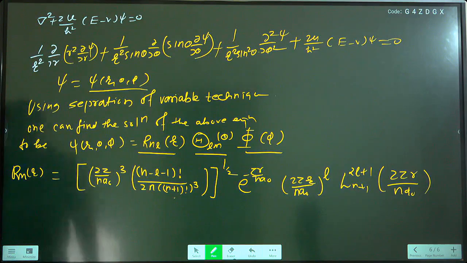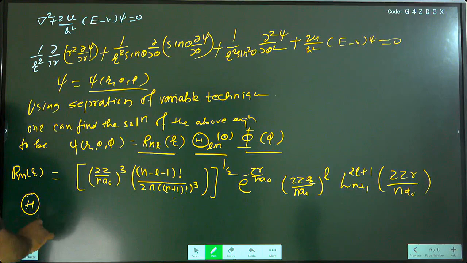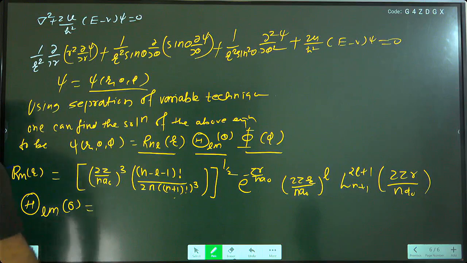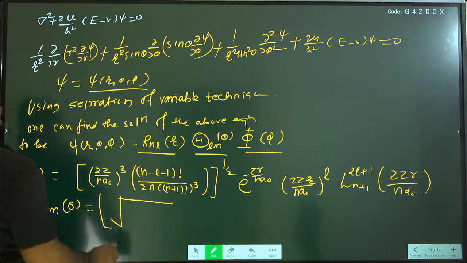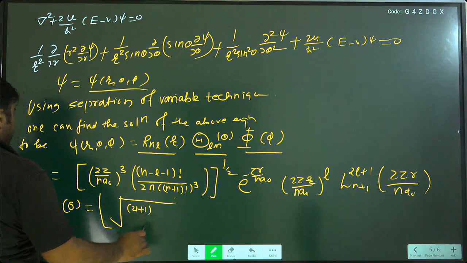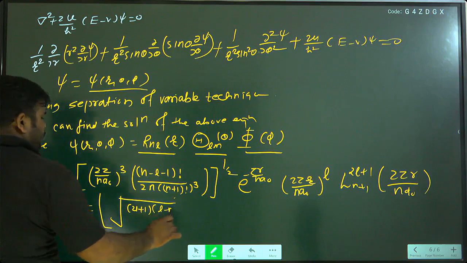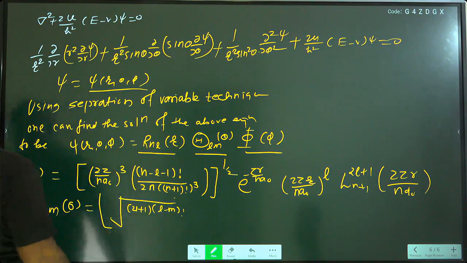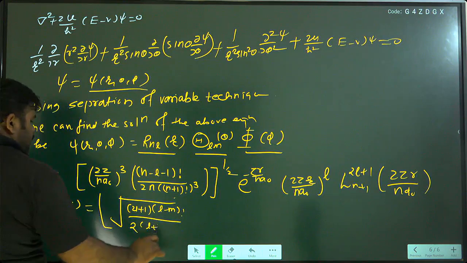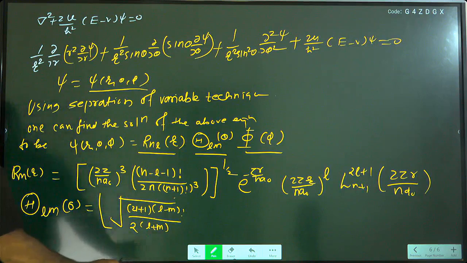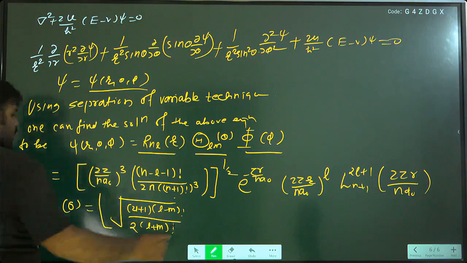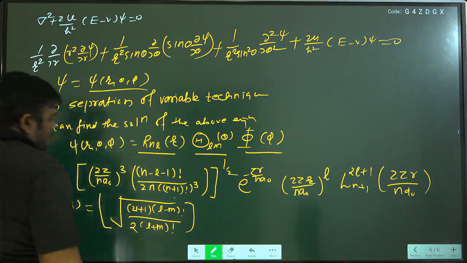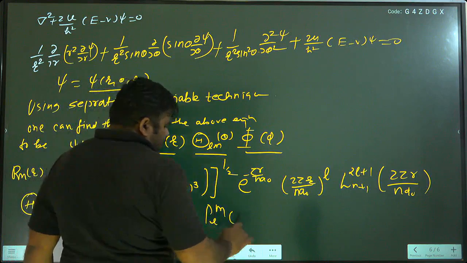What is the theta solution? Theta means right on the H l m of theta is equal to inside the bracket root 2l plus 1 into l minus m bracket complete factorial divided by 2 into l plus m bracket complete factorial, okay, bracket complete, into P l m cos theta, P l m cos theta, okay.